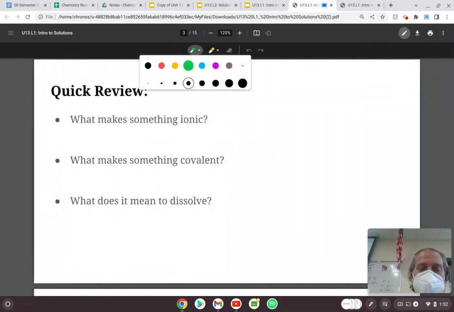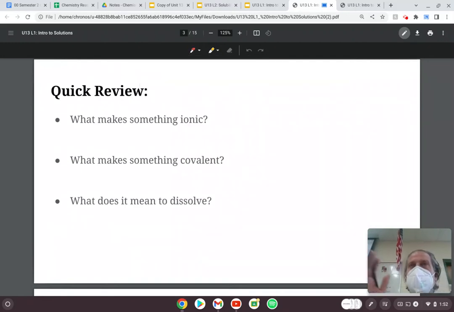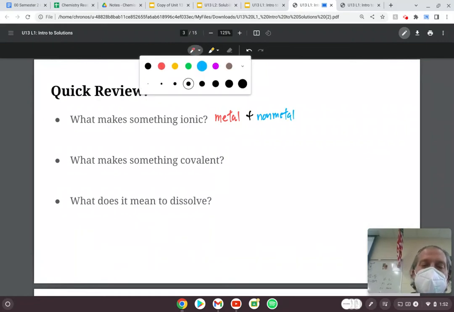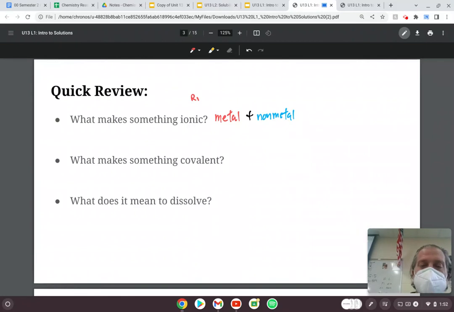So one of those things that we need to cover is remembering what makes something ionic versus what is covalent. If something is ionic, it is made up of a metal and a nonmetal. Remember, your metals are located on the left side of the periodic table, and your nonmetals are located on the right side of the periodic table.